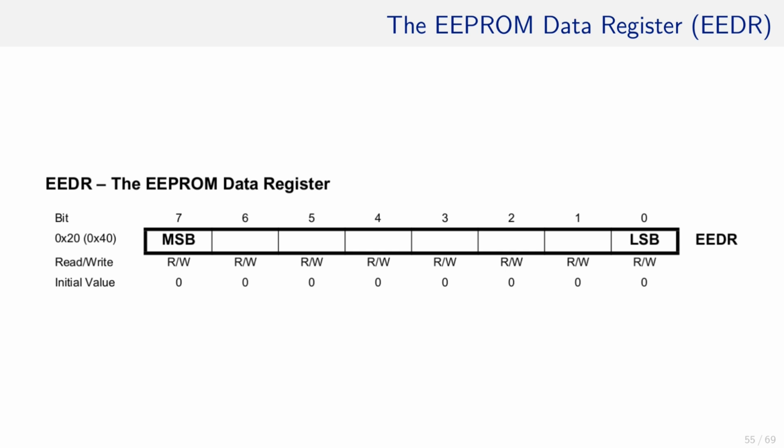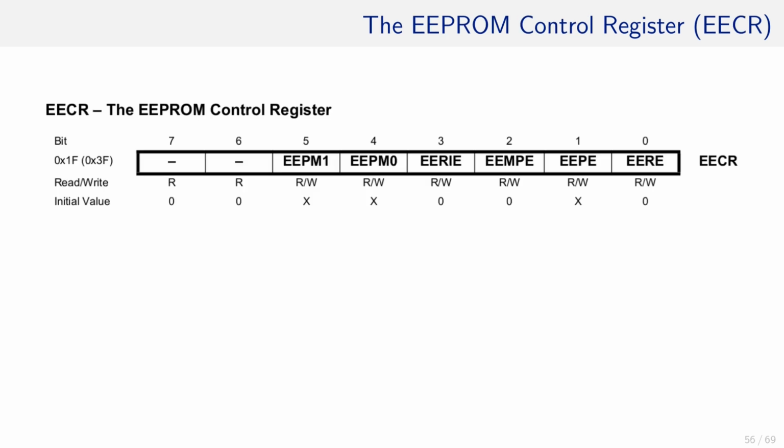Then there is the data register, which contains the byte to be written or the byte that has been read from the EEPROM. And the last register for the EEPROM is the control register, which tells the EEPROM what the software developer intends to do.